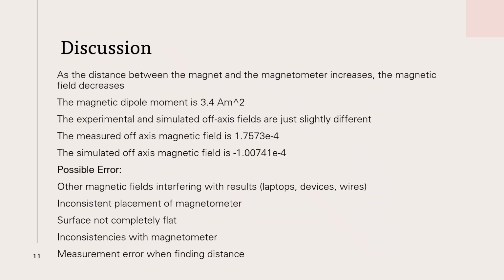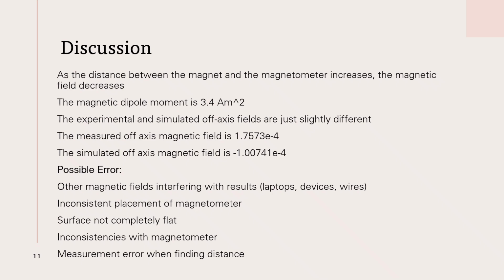As the distance between the magnet and the magnetometer increases, the magnetic field decreases, as we observed. The magnetic dipole moment is 3.4. And then the experimental and simulated off-axis fields are just slightly different. The measured off-axis magnetic field is 1.757 e to the negative 4, and the simulated off-axis magnetic field is 1.00741 e to the negative 4.